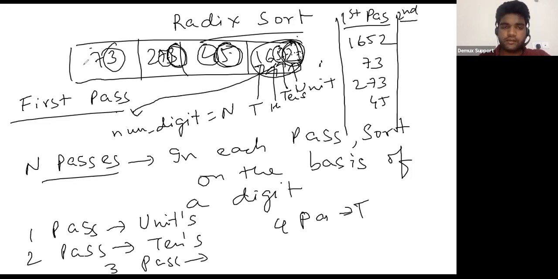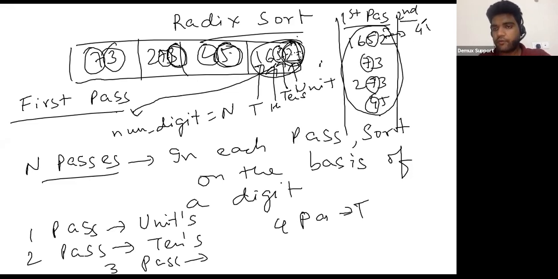In the second pass, it will switch to the tens place, which is this. So now it will take this as the input and sort on the tens place. How will it sort? 5, 7, 7, 4. 4 is the least. So it will put 45 first, then 1652, then 73, and then 273.